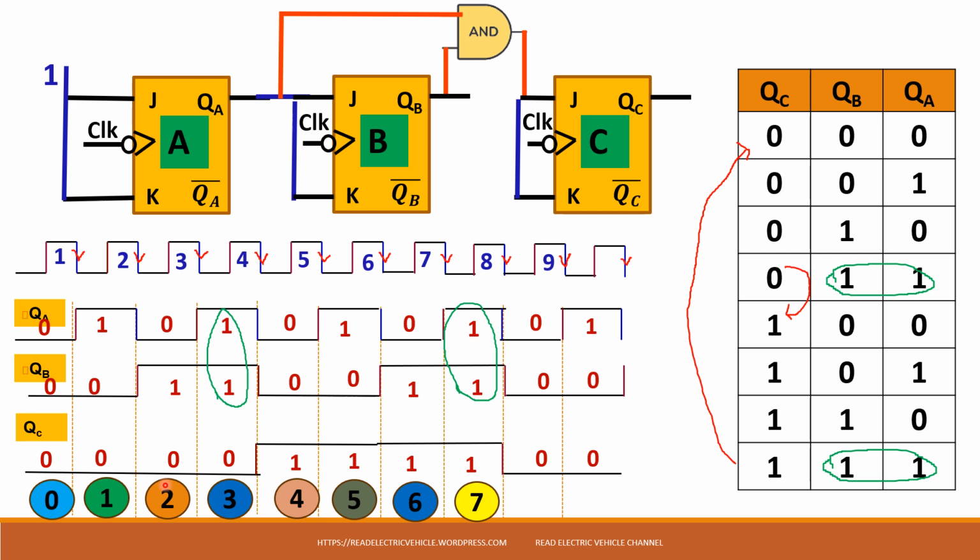So like that you will get the 7th state. After the 7th state you check again, you will get only 0, 0, 0. So it again goes back to 0. So totally 8 states will be there from 0 to 7. Totally 8 states will be there. Again it goes back to 0.